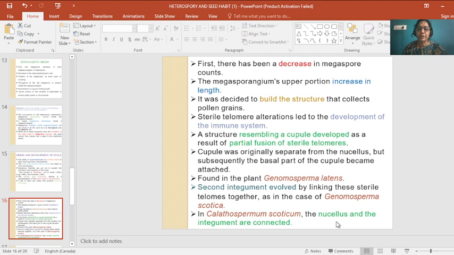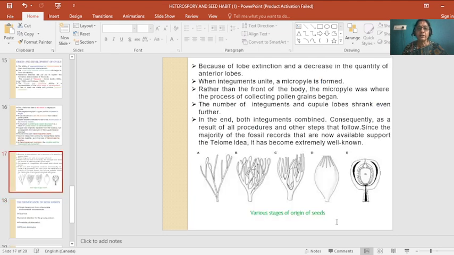A structure resembling a capsule, the cupule, developed as a result of partial fusion of sterile telomes. Cupules were originally separate from the nucellus, but subsequently the basal part of the cupule became attached. They are found in the plants of gymnosperm lyginopterids. The second integument evolved by linking of the sterile telomes together, as in the case of gymnosperms, and in Calathospermum scoticum, the nucellus and the integument are connected.